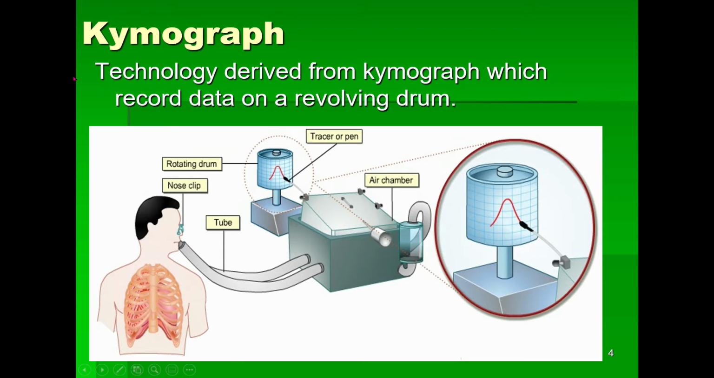So this is the technology, kymograph. It is technology which records the data on a revolving drum. For example, if we have to record the lung volumes and capacities, for that purpose we have this equipment, the kymograph drum. So we can record the activity of the lung volumes and capacities on this revolving drum, but it has limited paper, so we cannot record for a longer period. So this is the limitation of this technology.